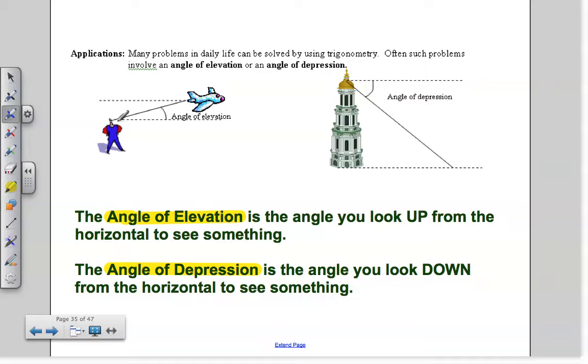Elevation, you're thinking going up. So you see this person, and instead of looking straight ahead, he is looking up at this plane. Here's his line of sight. So his angle of elevation is this angle. It's how much he had to turn his head upwards to now look at the plane.